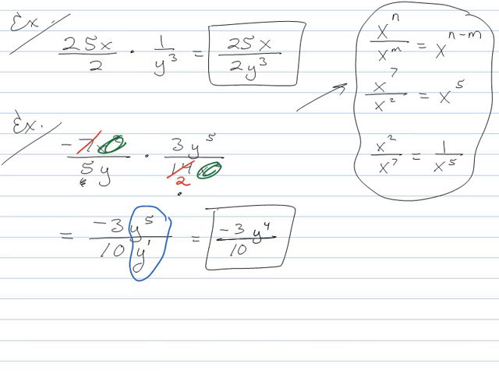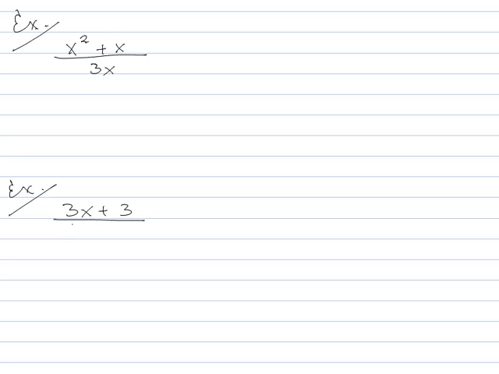Alright, let me give you a couple more. Go ahead and see if you can work these out on your own before you watch the video, because that's how you're really going to know that you're learning it. x squared plus x over 3x, and while you're at it, go ahead and try 3x plus 3 over 5x minus 5x squared, and that one's actually a lot harder. So go ahead and try those and see if that makes sense to you.